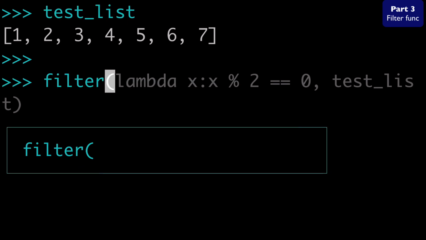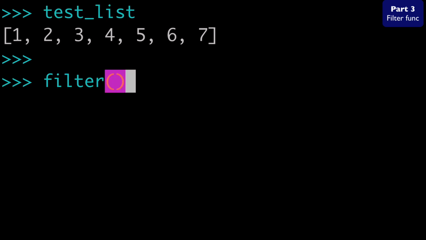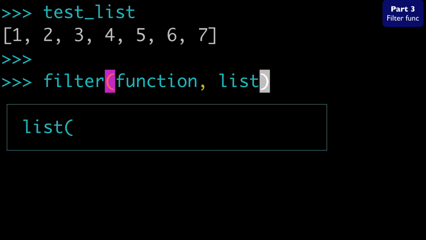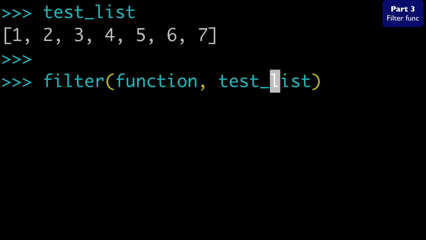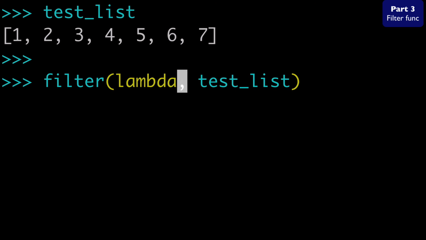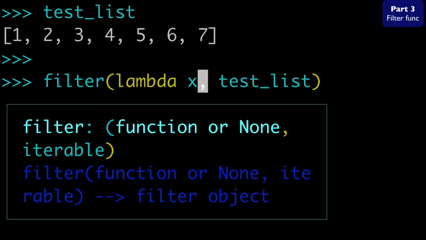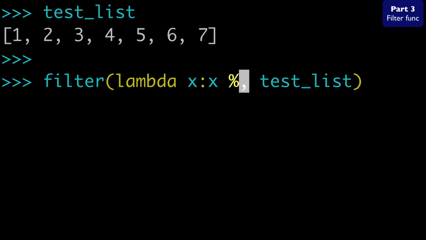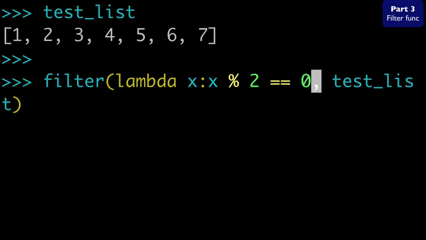Well, we're going to use the filter built-in function. If you're not familiar with this function, it takes 2 arguments. The first being a function, and the second being a list. So in our case, the list we're going to use is our test list variable. And the function we're going to use is a lambda. Lambda you can think of as like a one-line function. So we're going to do x colon x modulus 2 equals 0.